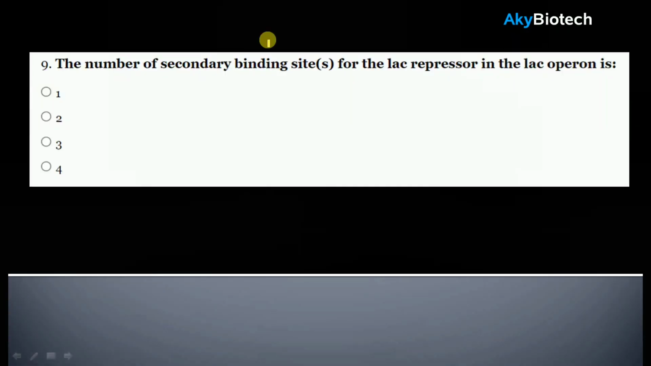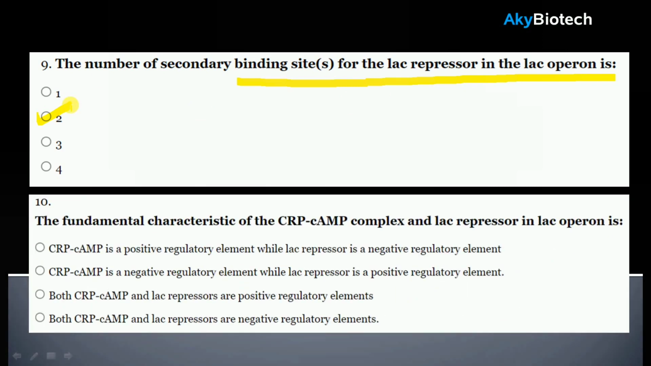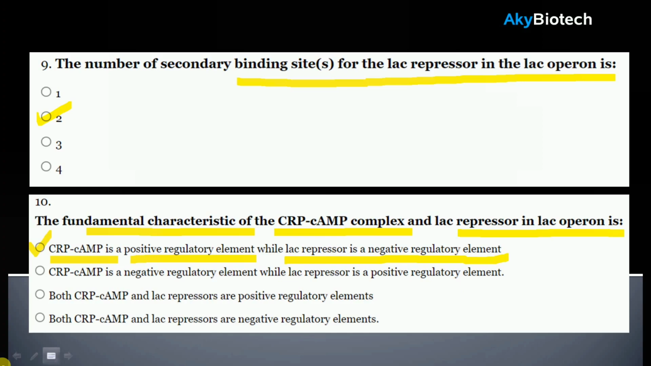Number 9, the number of secondary binding sites for the Lac repressor in the Lac Operon is, the correct one is this, it has 2 binding sites. Number 10, the fundamental characteristic of the CRP-cAMP complex and Lac repressor in Lac Operon is, the correct option is A: CRP-cAMP is a positive regulatory element, while Lac repressor is a negative regulatory element.